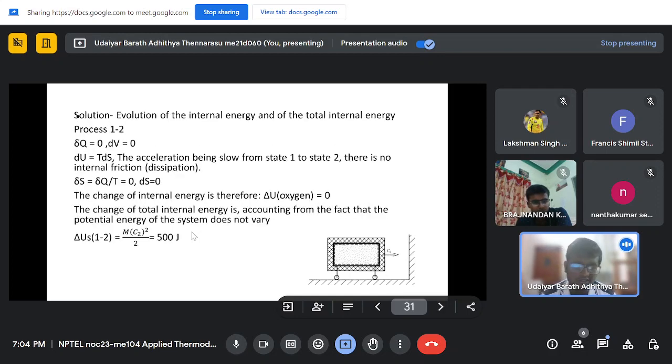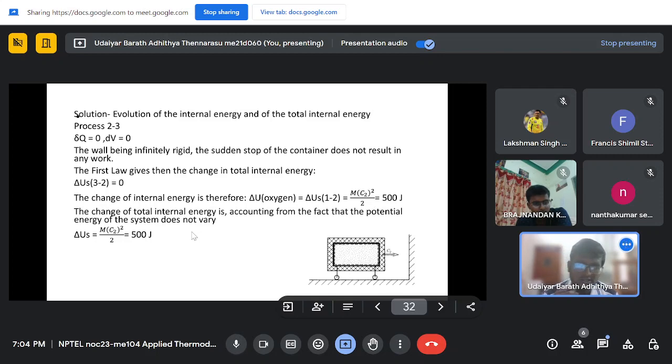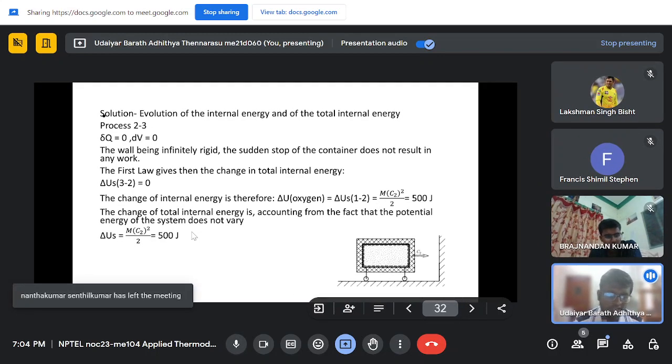And then during the process 2-3, this container is going and hitting a wall and it's coming to a stop. So in this case, the total internal energy of the system will remain the same. There is no change in the total energy of the system. But what will happen to the oxygen's internal energy, which is stored in the container? Because now the kinetic energy has come to 0. This energy which was there initially with the total system now has to go somewhere. So this kinetic energy will go to the oxygen which is stored in the container.